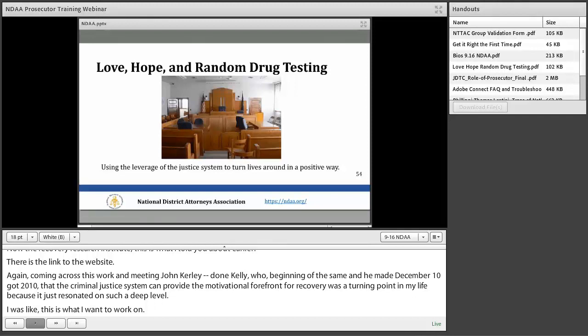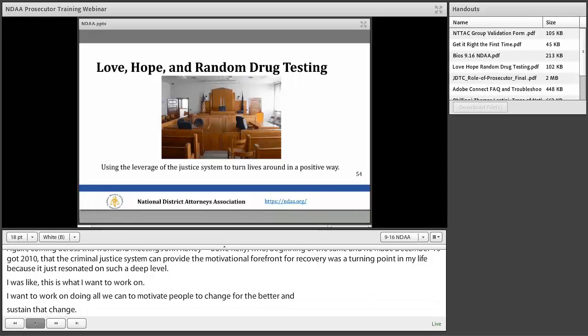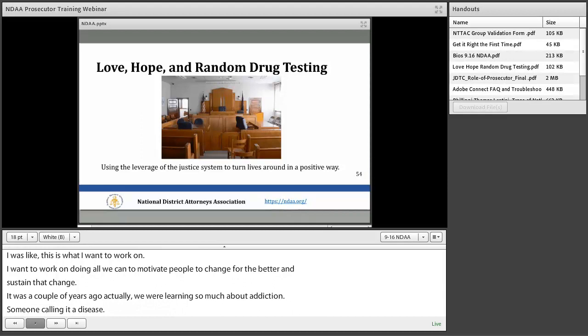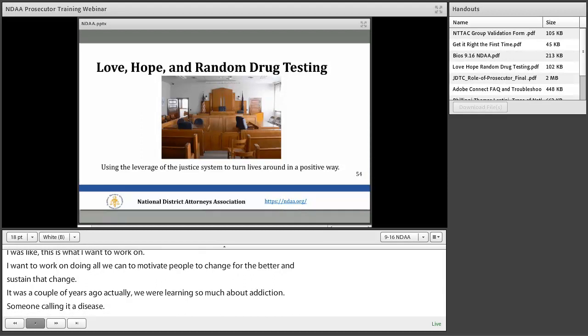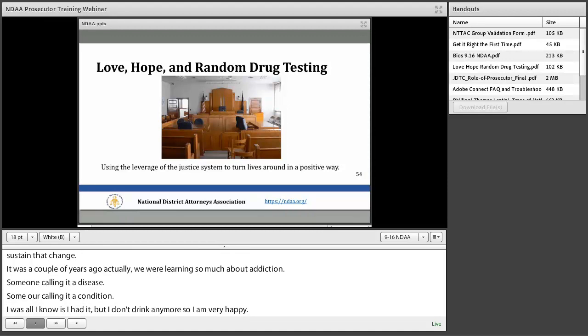It was a couple of years ago, actually, I came across, we were learning so much about addiction, and, you know, some were calling it a disease, some were calling it a condition. I was like, all I know is I had it. I have it, but I don't drink anymore, so I'm very happy. And suddenly there were a lot of advocates out there saying, you know, you can't arrest people for their addiction. And I was like, whoa, whoa, whoa. And, you know, addiction is not a get-out-of-jail-free card.